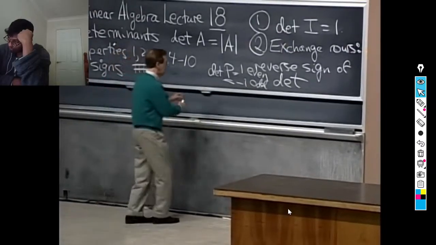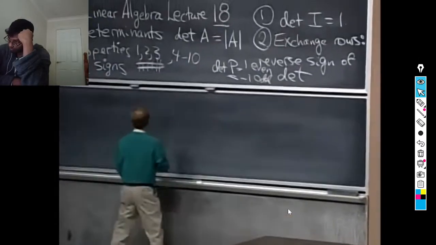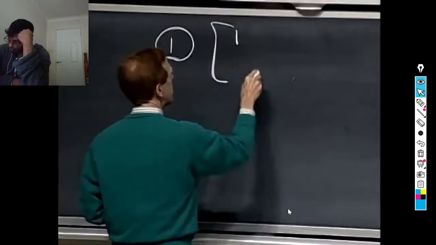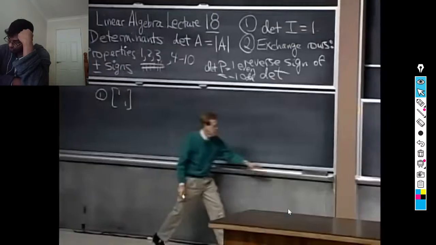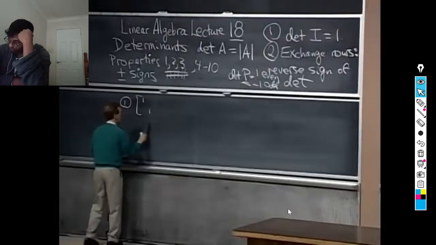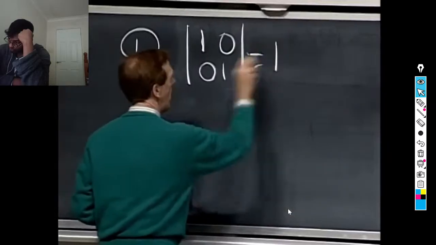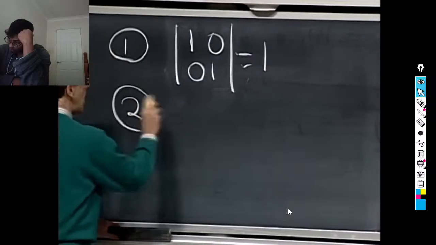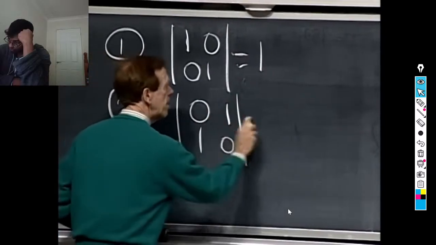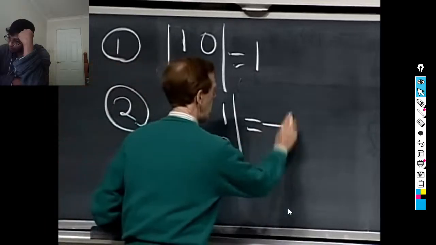If I could carry on this board, I could do the 2 by 2. Property 1 tells me that this 2 by 2 matrix, I better write vertical bars, not brackets, for that determinant, has determinant 1. Property 2 tells me that this matrix has determinant, what? Minus 1. Negative 1.